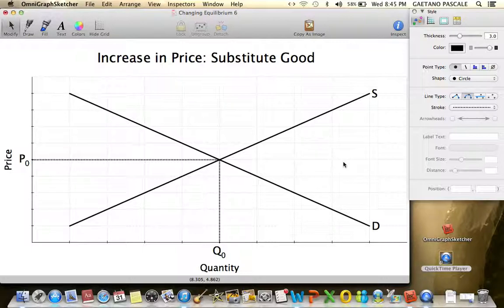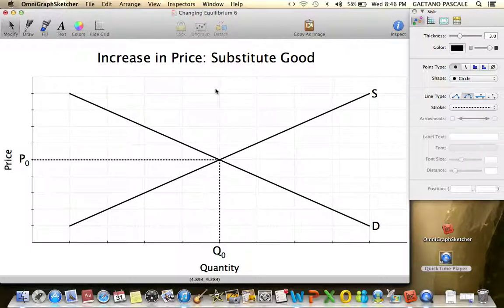Another example I gave was Coca-Cola and Pepsi. I consider them to be substitute goods for one another. I can taste the difference between the two, but to me they're both cola products. So if I go into a place and a can of Coca-Cola is $3 and a can of Pepsi is $1, I'm going to buy the Pepsi. I'll substitute away because Coca-Cola is more expensive. So let's do that as an example.